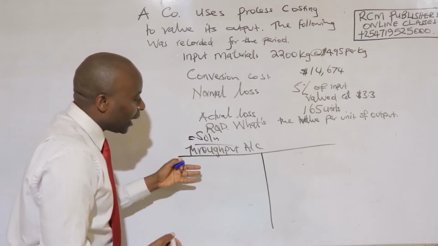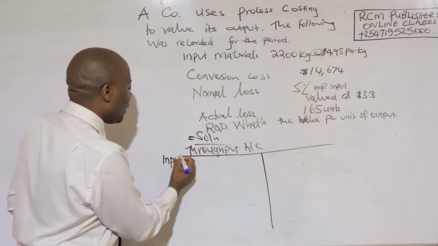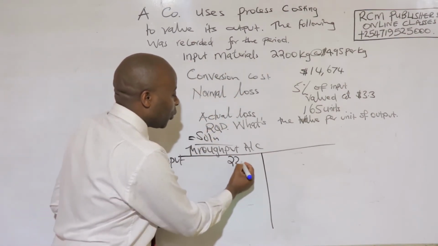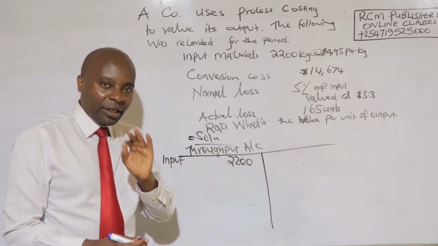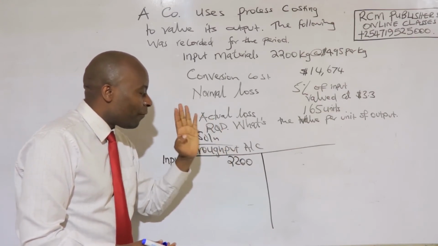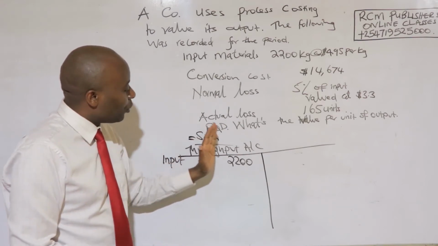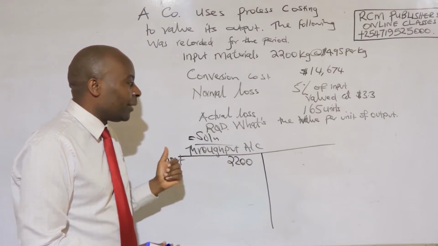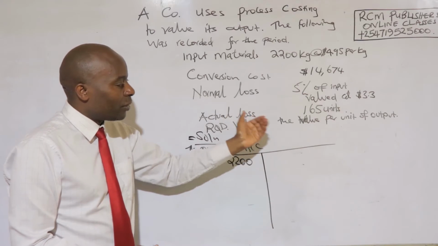On the debit side, we shall put the input. So we have the input quantity, the input material, which we are told was 2,200 kilograms. Remember, in the throughput account, we don't take money. In the throughput account, you only account for movements of physical quantities, units. So this input, 2,200, how do we account for it at the end of the day on the credit side?